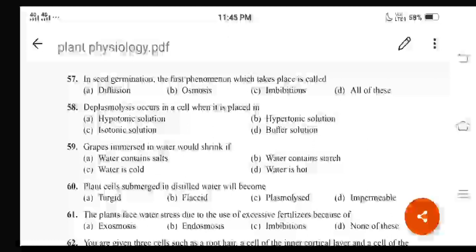Flaccid is the intermediate state, and plasmolysed is a different process. It occurs when the cells or normal plants are kept in a high concentrated solution or hypertonic solution. Impermeable is totally different terminology. It is related to the membrane property, right? So for question number 60, option A is the right answer.